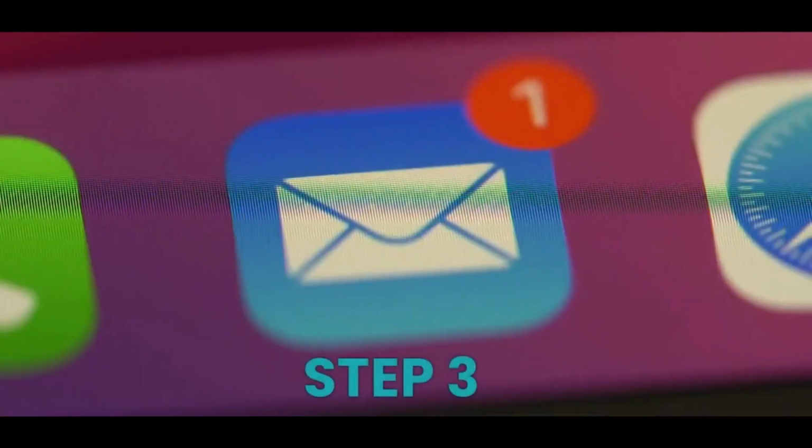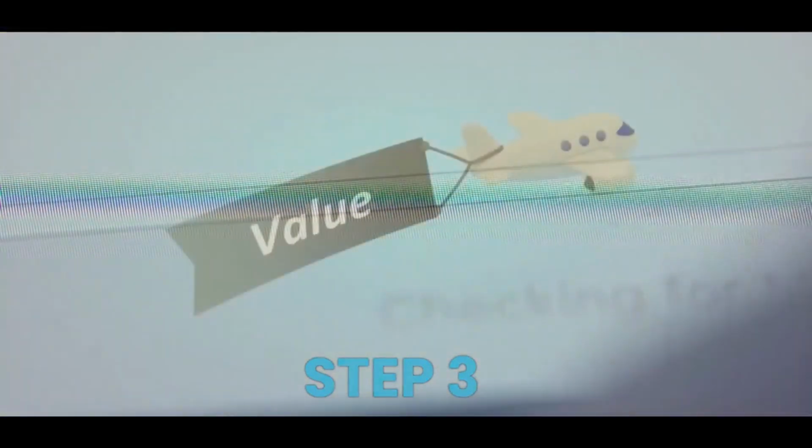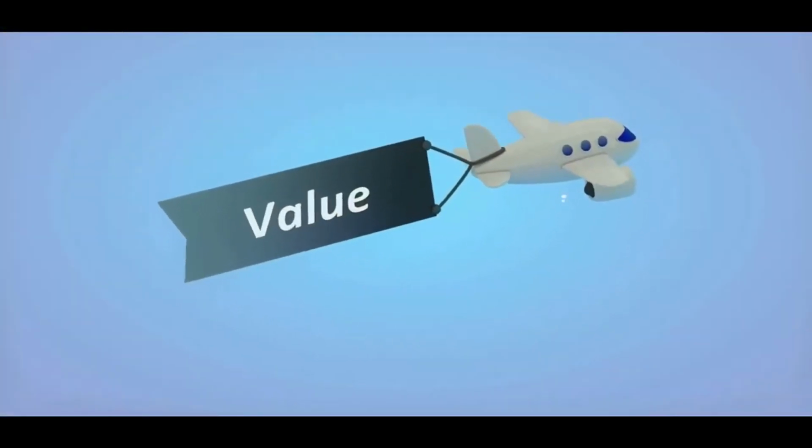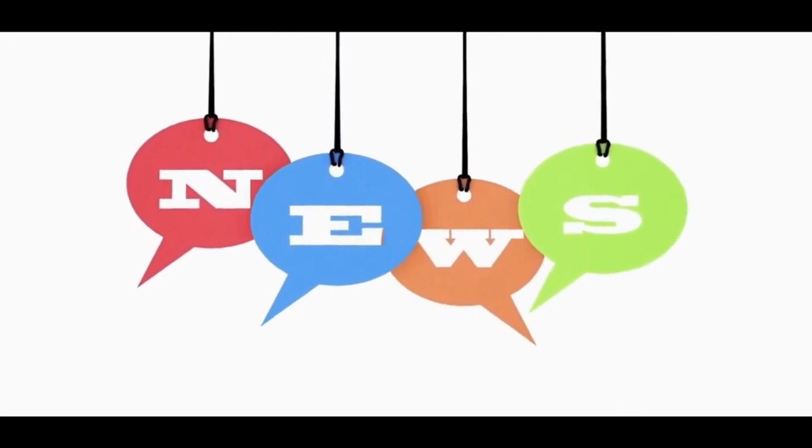Step 3. Craft your message. Once you know your objectives and your audience, the next step is to craft your message. Your message should be tailored to your audience and should clearly communicate the value that you're offering. This could be in the form of a compelling headline, a catchy tagline, or an engaging piece of content.